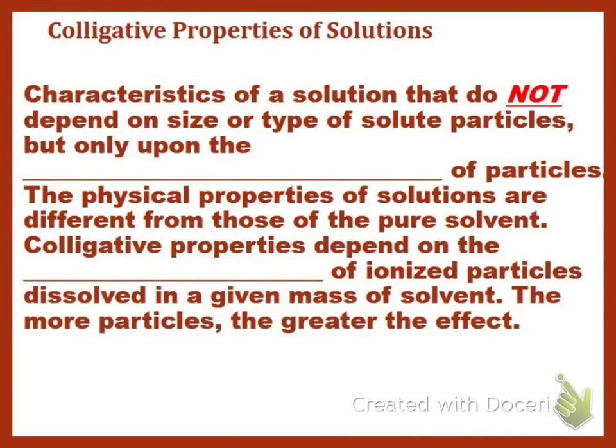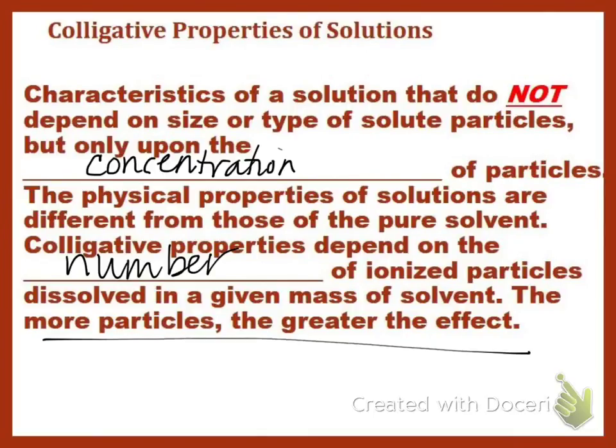Okay, so colligative properties of solutions are some characteristics of solutions that do not depend on the size or the identity, but only upon the concentration. So we care how much we have. The physical properties of the solutions are different than the original solvents, and the colligative properties depend upon the number of ionized particles. The more particles, the greater the effect. So doesn't matter what it is, it matters how much of it there is.